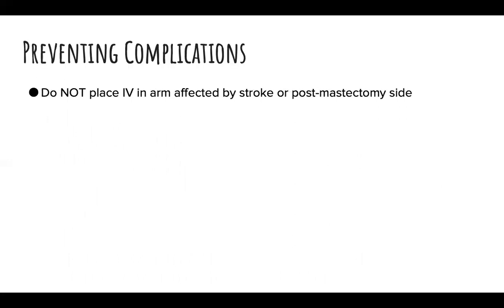Now, one thing to note about giving IV medication is that your IV, wherever it is placed, cannot be on the side where a patient has had a mastectomy, which is breast removal, or a removal of lymph nodes on that side, typically due to cancer. If a patient has had a stroke on one side of their body, you would avoid those sites and place the IV in the other arm.